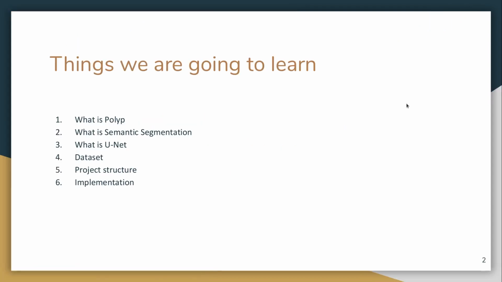So, things we are going to learn in this video. First, we are going to learn what a polyp is. Next, what is semantic segmentation. Third, our architecture, UNET. Next is the dataset we are going to use. The fifth point is the project structure: what are the files and folders in this project? And at the last is the implementation. For the implementation we are going to use Python 3.8 and TensorFlow 2.0.